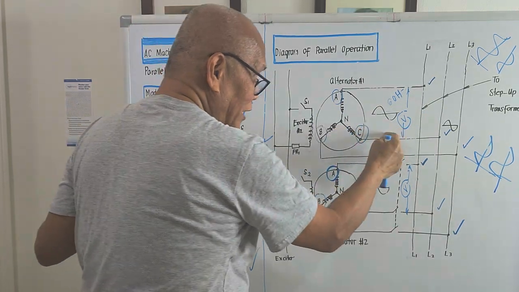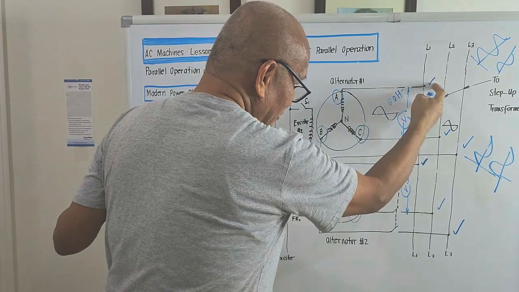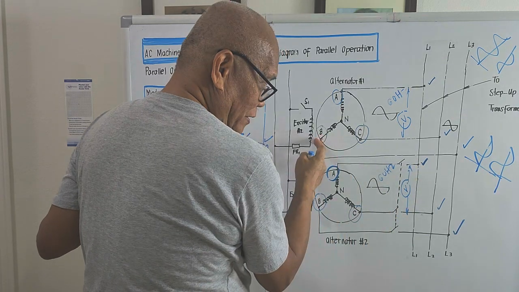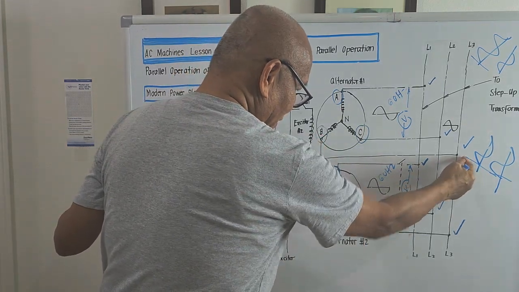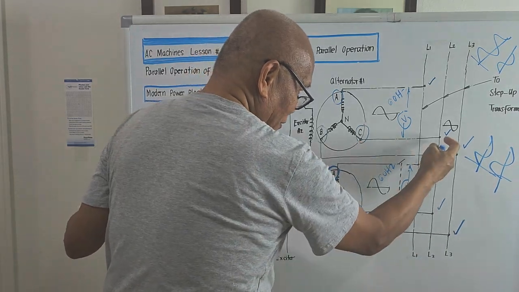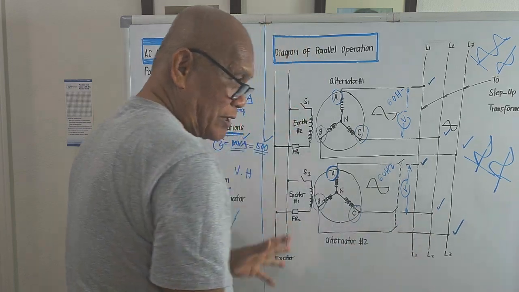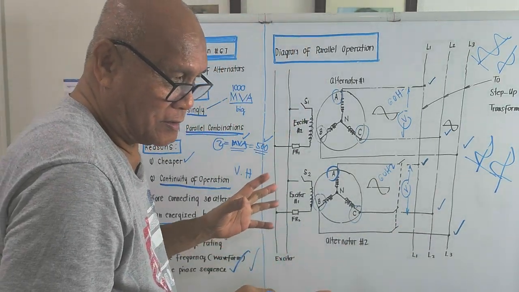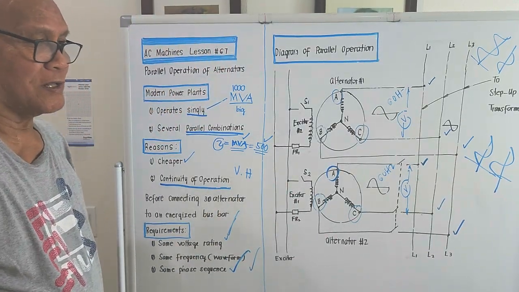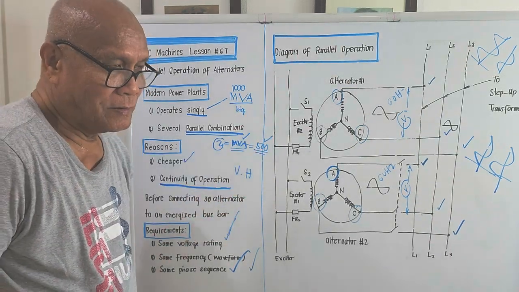If we try to connect it to the feeder lines, A should be connected to line number 1, B should be connected to line number 3, and C should be connected to line number 2. We could say that their phase sequence is the same. Okay, that's it, guys. At least we now know how to operate alternators in parallel.